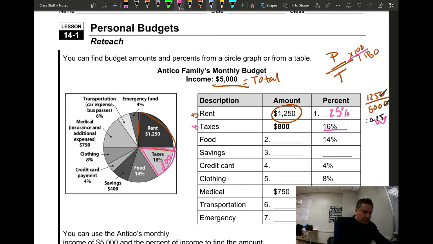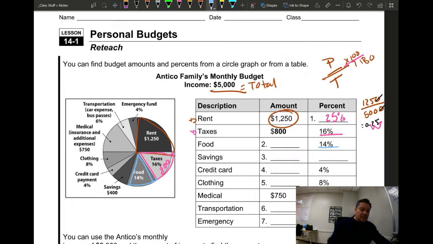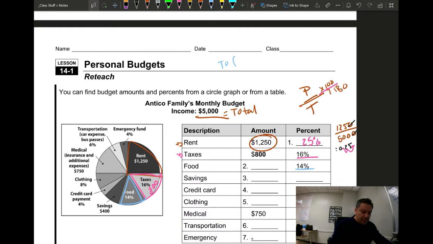Now for food, it says food is gonna be 14%. Let's use blue. Baby blue right there. This is 14%. So we're gonna have to find the amount. Now it's backwards. Instead of dividing, we're gonna have to multiply. Whenever we're finding the percent, to find percent, divide, and to find amount, multiply by the decimal.